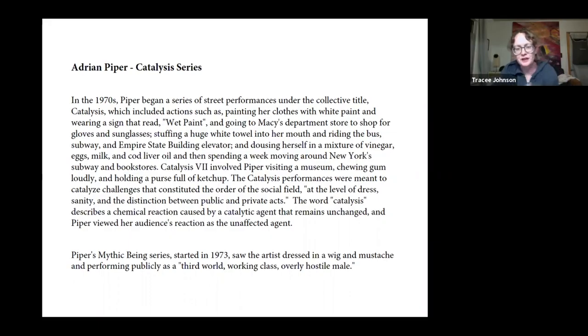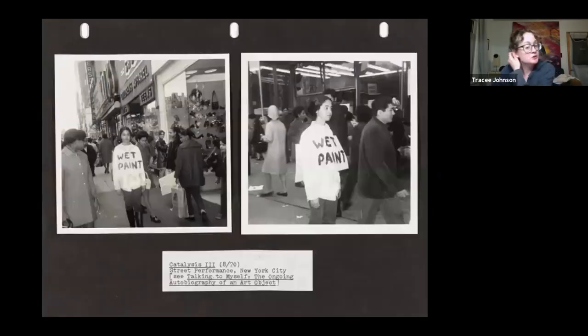And so this slide explains some of these early performances she did in the Catalysis series, and we'll look at them here. So here you see Adrian Piper. This is in New York City. She's walking on the street and she just has a sign on her that says wet paint, walking through the streets and just watching, not only observing how people are responding to her. You can see some of their reactions, moving away, but also using her body as this point in the middle, this intersection of herself and art and the public.